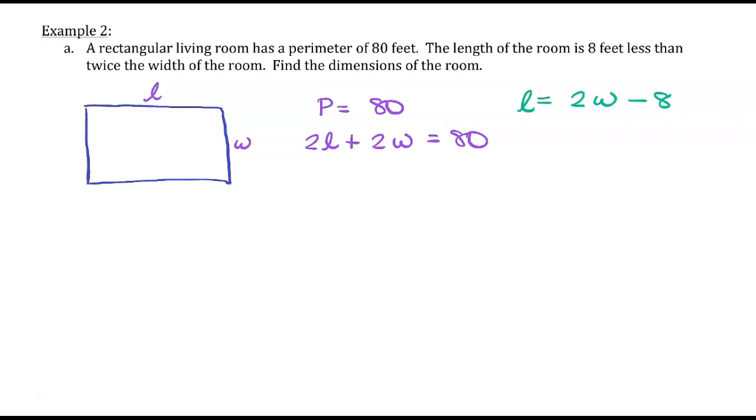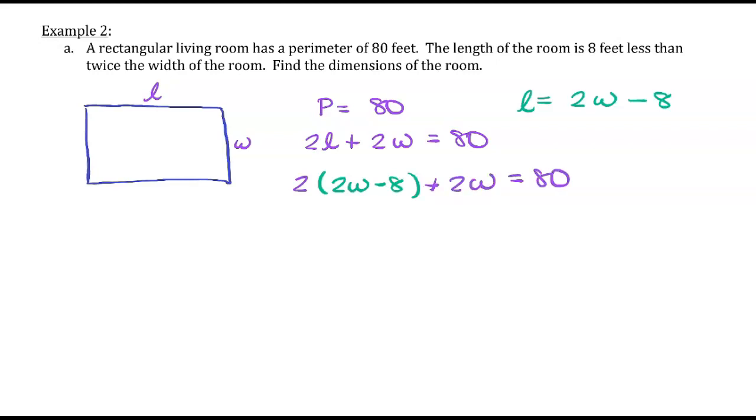In our equation for the perimeter, we can't solve for L and W because we have 2 variables instead of 1. What we can do is take what we know about the length and substitute it into our equation. If we know that L is equal to 2W minus 8, we can substitute 2W minus 8 where the L is.